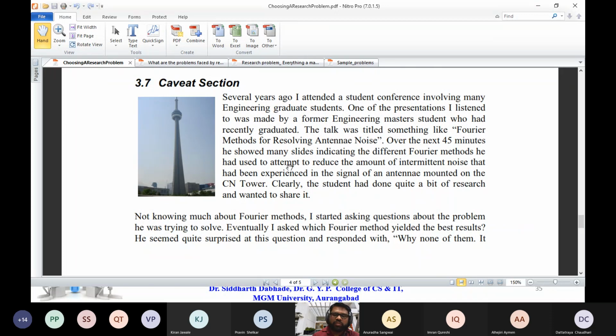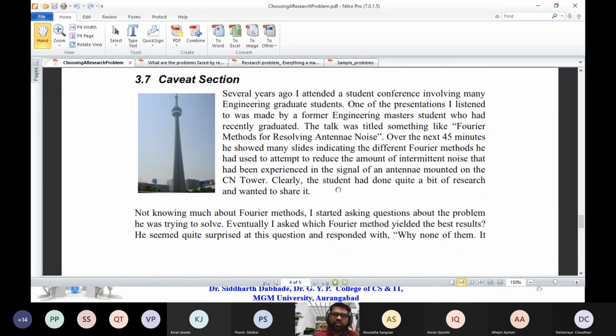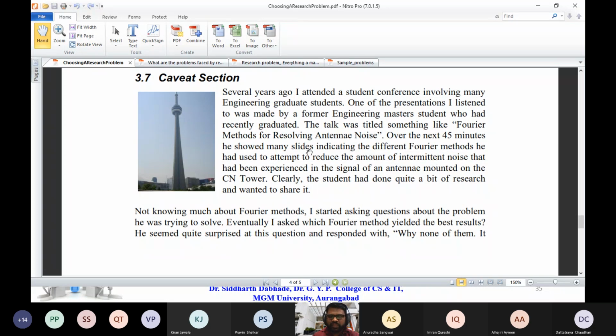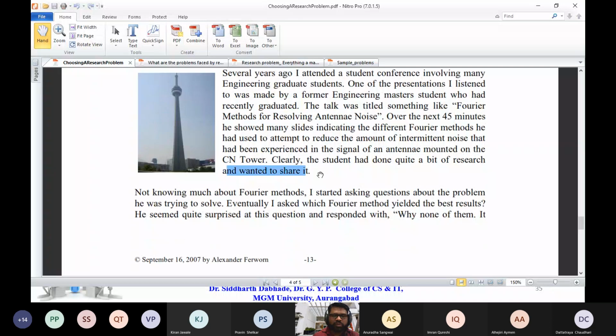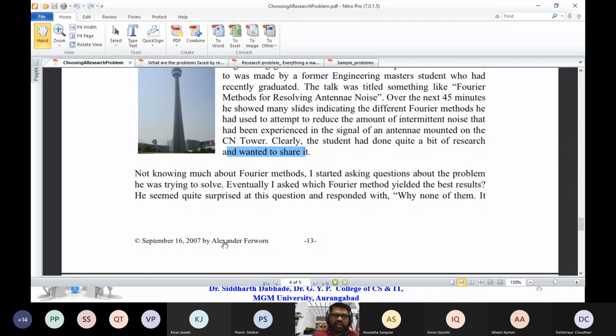Over the next 45 minutes, he showed many slides indicating the different Fourier methods he had used to attempt to reduce the amount of intermittent noise experienced in the signal of an antenna mounted on the CN top. Clearly the student had done quite a bit of research and wanted to share it. This is the story written by this author, whose PDF I am going to share with you. I think it is Alexander, right?